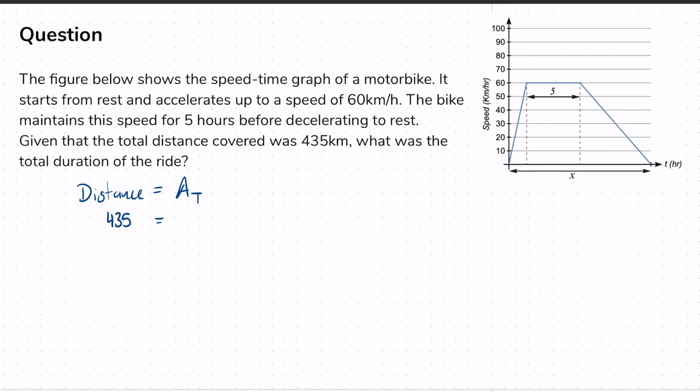Right now, x is one of the sides of the trapezium. The area of a trapezium is equal to width 1 plus width 2, over 2, multiplied by h. So here we have width 1 and width 2. So (5 plus x) over 2 times the height here, going from 0 up to 60.